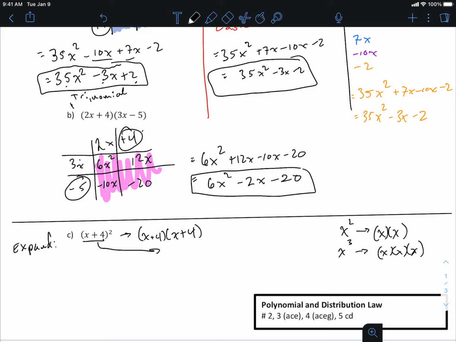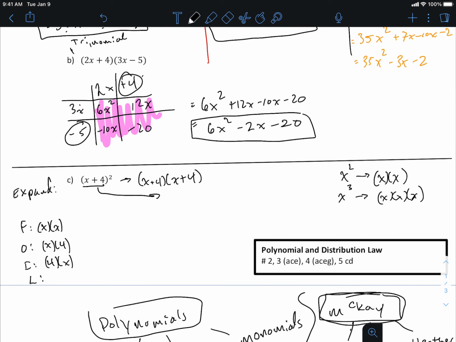Then you can say, okay, I'm going to apply FOIL or distribution. The firsts are going to be x times x. The outers are going to be x times 4. The inners are going to be 4 and x. And the lasts are going to be 4 times 4. Then you just do the math on those. That's equal to x squared, 4x, 4x, and 16. Add them together.